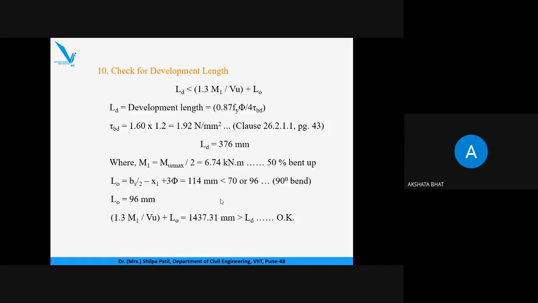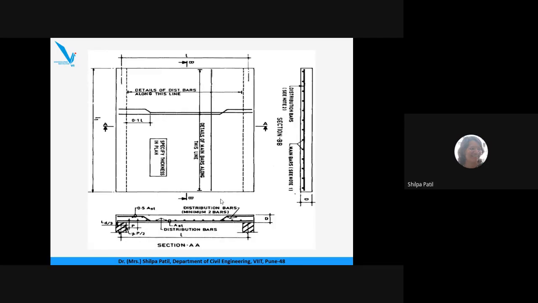Yes, ma'am. So coming to the diagram now. This diagram I have taken from SP34. SP34 is a handbook which is used for giving the detailing of reinforcement. It is specifically for detailing of reinforcement. I suggest everybody to download SP34 and refer to the detailings given here.